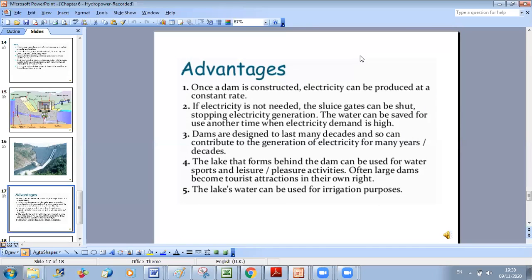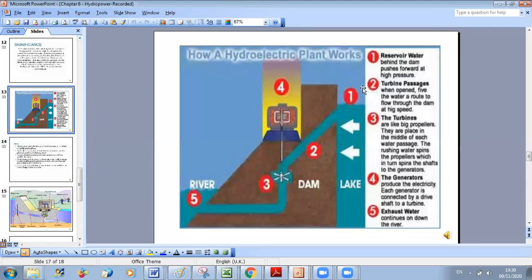And finally, the lake's water can be used for irrigation purposes. So as you can see here, after you use water, water will flow from the dam, but you will not lose it. You can use it again because it will be exited to the river, and then you can use this water for irrigation purpose or for any application needing water.